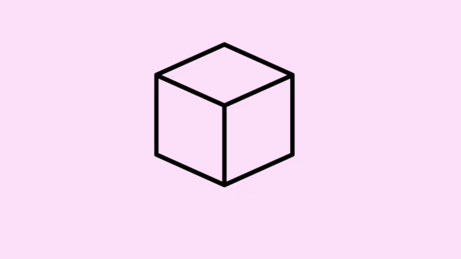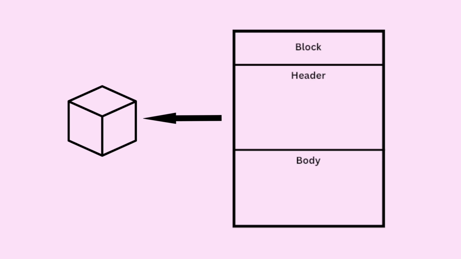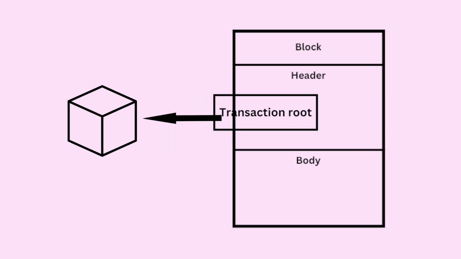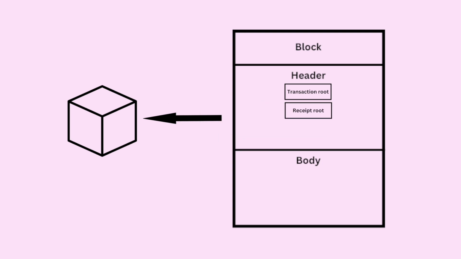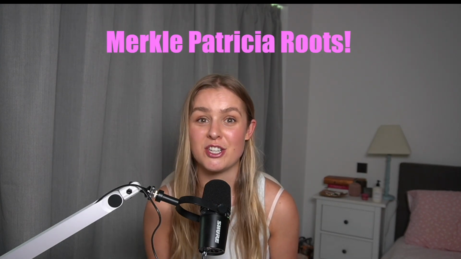Another use case is in blockchains. In blockchains, the block headers contain information about the block itself, and they contain the following fields: the transaction root, the receipt root, and the state root. And these are those Merkle root hashes for the transaction tree, the receipt tree, and the state tree. And these roots are essentially Merkle roots. Well, actually, they're Merkle Patricia roots.